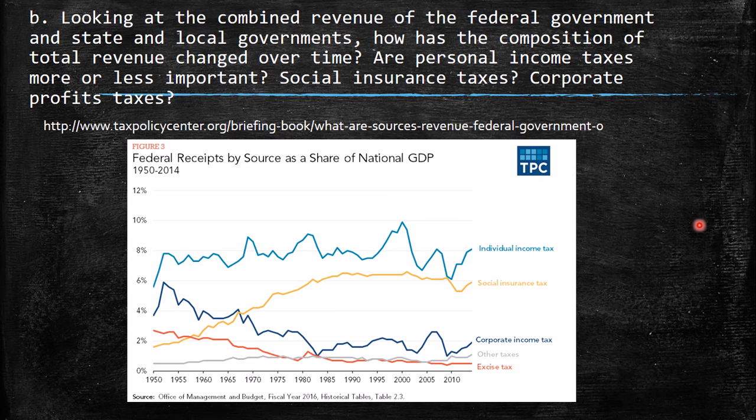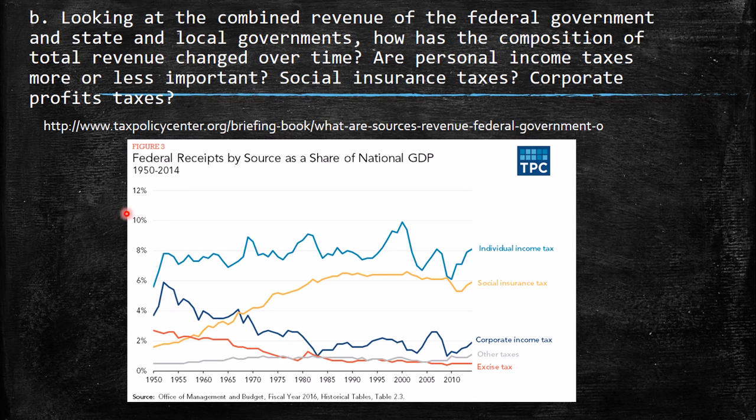Here, the second part, part B of question 2, says, looking at the combined revenue of the federal government and state and local governments, how has the composition of total revenue changed over time? Are personal income taxes more or less important? Social insurance taxes? Corporate profit tax? So here you can go through this link. In the information of the video, you can access the same link I'm going to provide you. I found this one just surfing the internet, and basically what I found here in the Tax Policy Center was a really nice graph, because here we have the total federal receipts by source.